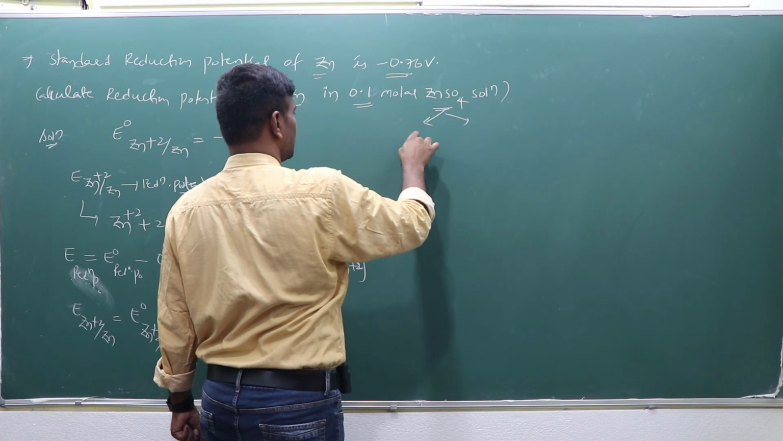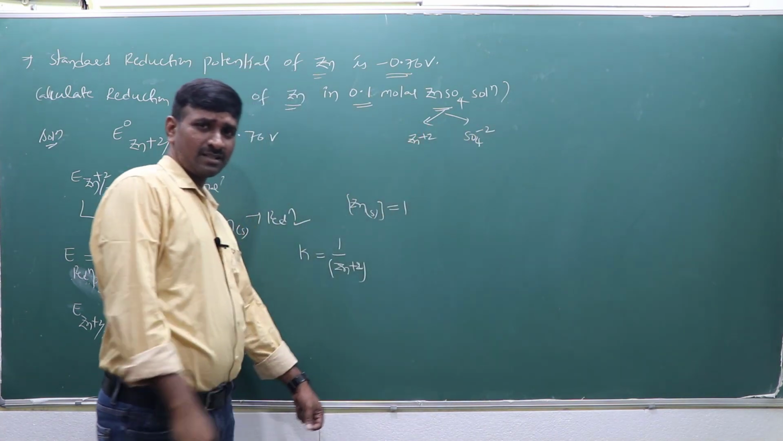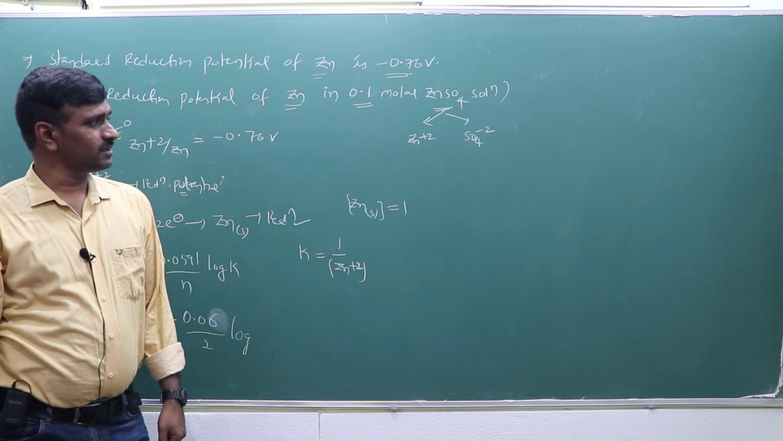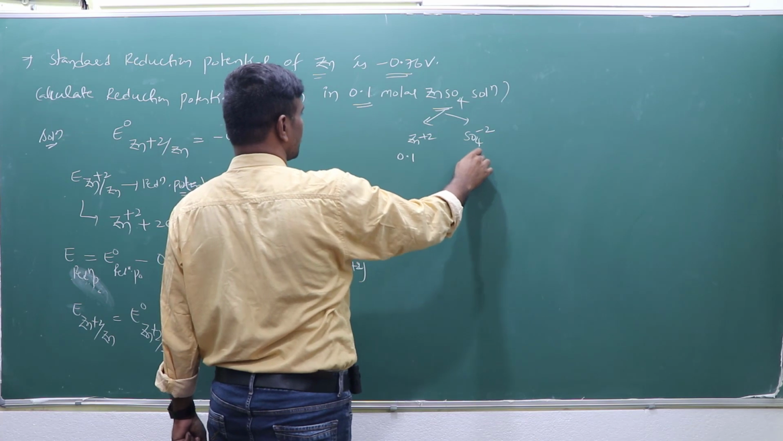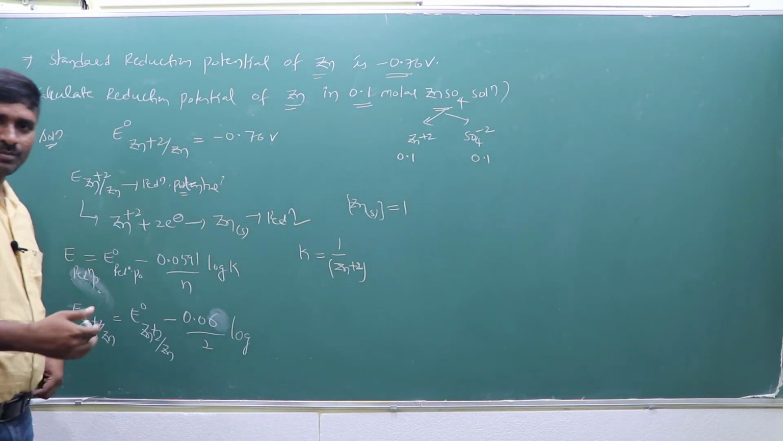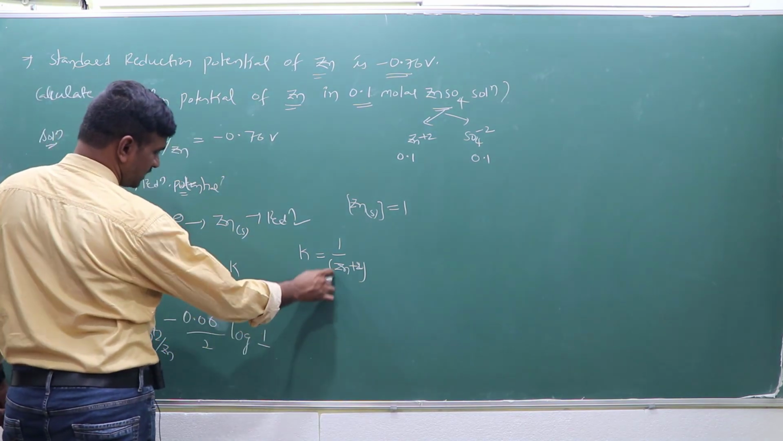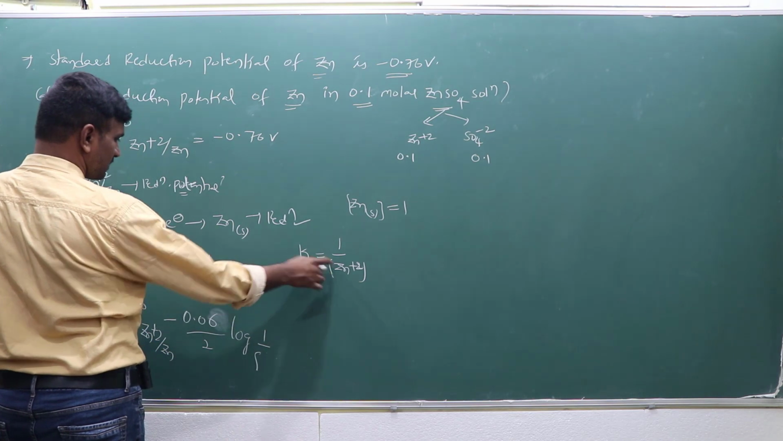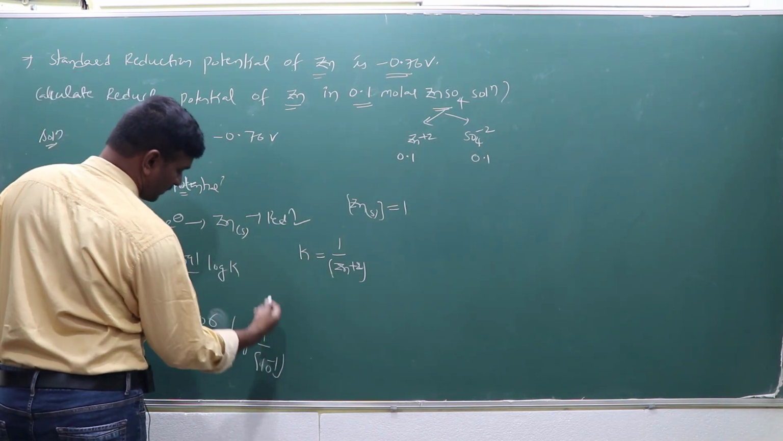0.1 molar zinc sulfate means in zinc sulfate which ions are there? Zinc plus 2 and SO4 minus 2 ions are there. So whatever the concentration of the electrolyte solution, the ions also have the same concentration. Zinc plus 2 is also 0.1 and SO4 minus 2 is also 0.1. So 1 by zinc plus 2 is how much? Concentration is 0.1. How to write that? 10 to the power of minus 1.